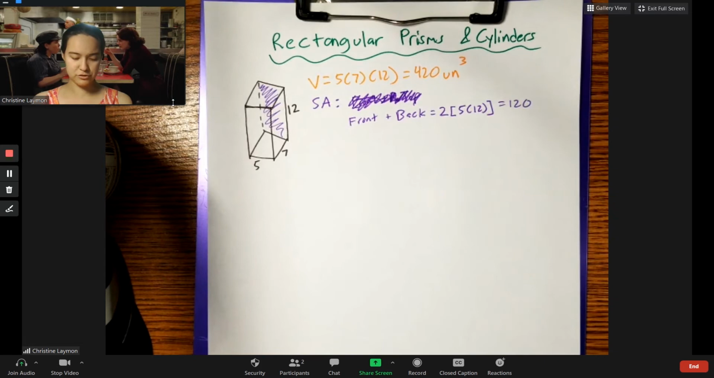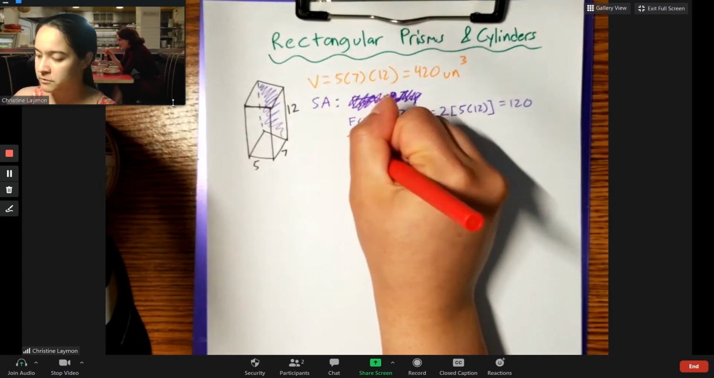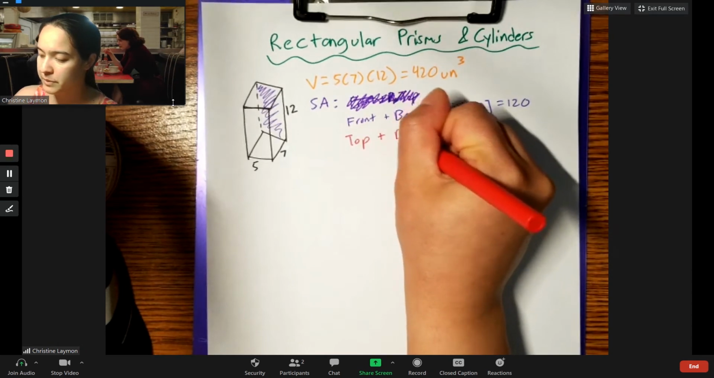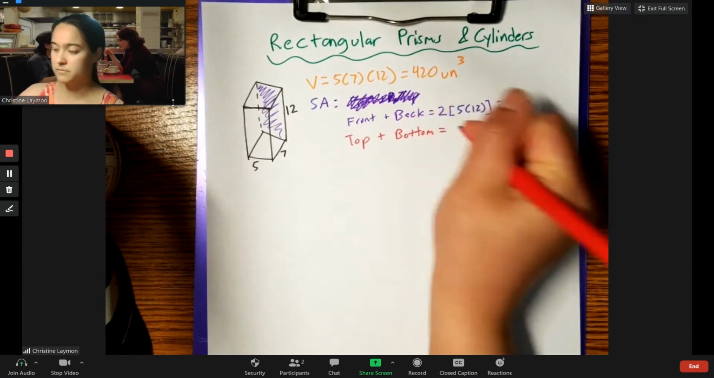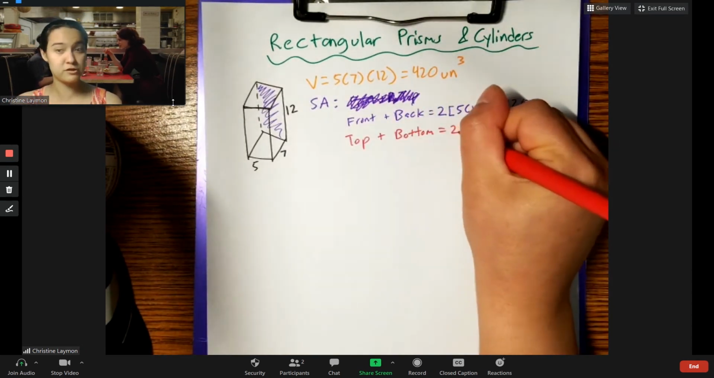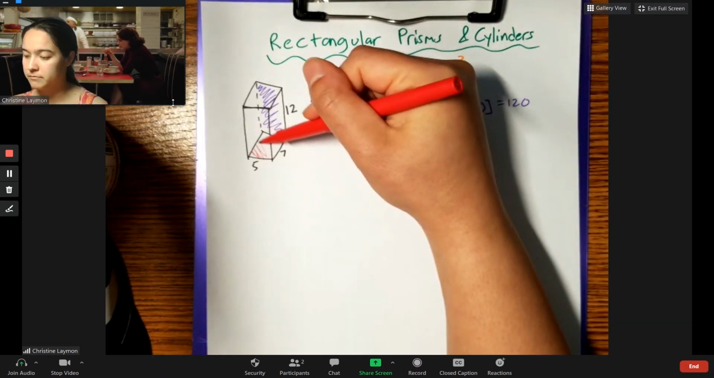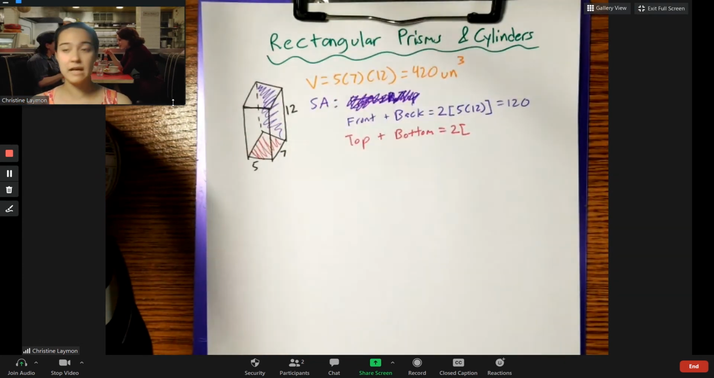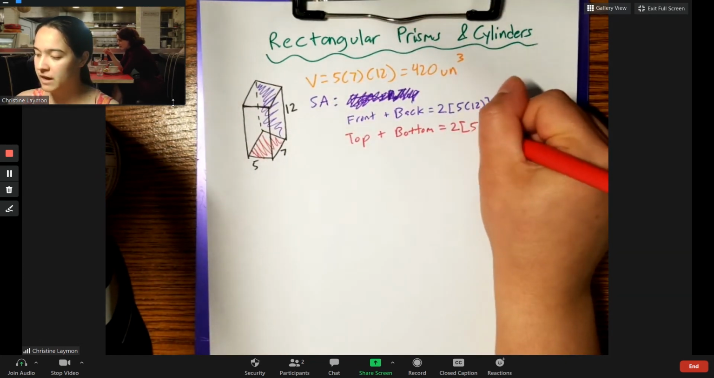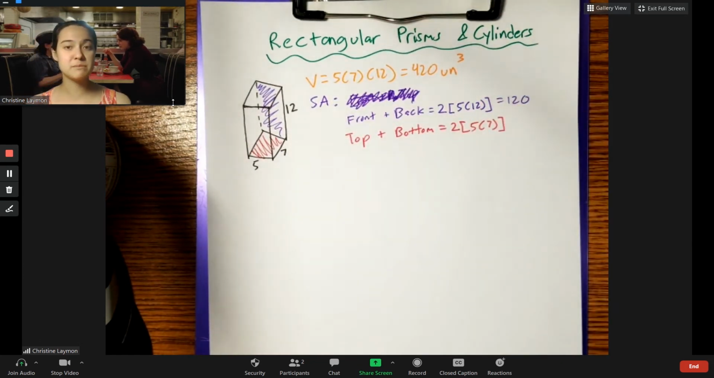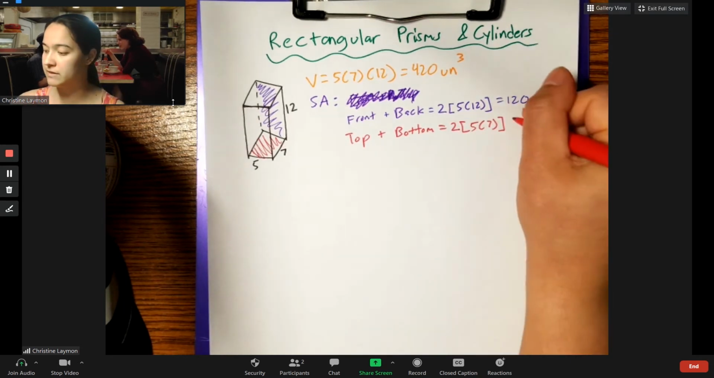Let's go ahead and do top and bottom. So top plus bottom. Again, I'm going to have 2 copies, one for top, one for bottom. As I look at this bottom here, that's going to be 5 by 7. So 2 times 5 times 7. 2 times 5 is 10. 10 times 7 is 70.